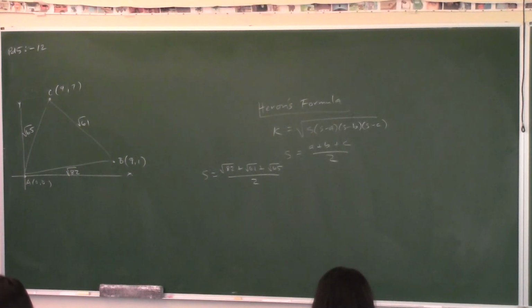So watch what I'm going to do. Square root of, what's the first one? 82. Oh, I forgot the parentheses. Let's get it there. Plus, what's the next one? Square root of 61. Plus the square root of 65. Enter. Then I gotta divide that by 2.